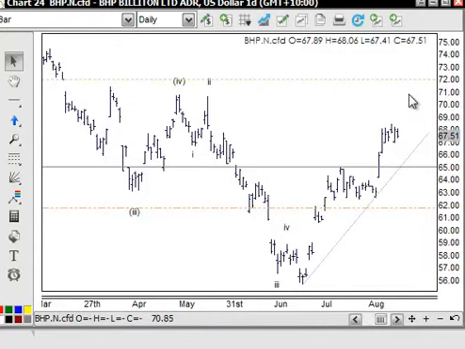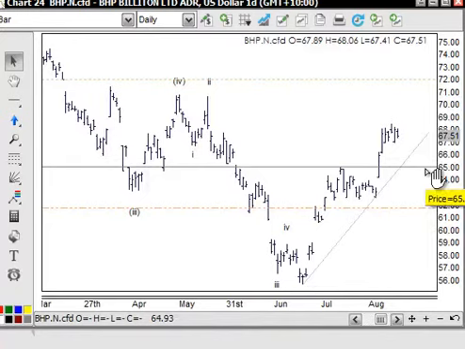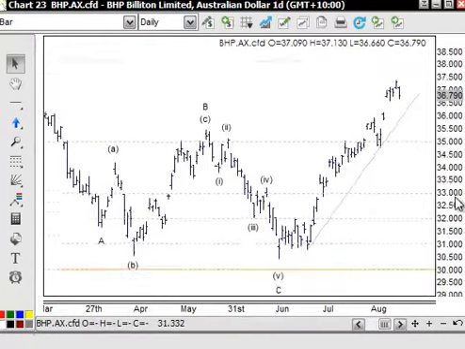But if that does fold back as the top of wave 5 there in the copper, then we'll see this move back here as well, retesting the 6,500. So let's see how we go there. And it's the same with the Australian BHP as well.